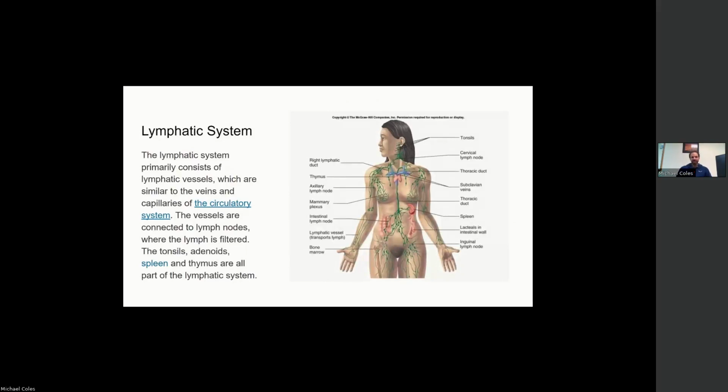Okay, so like I said, it's similar to the veins and capillaries of the circulatory system, and this is just going to filter out from that system into the lymphatic drain system. So it goes into the sewage system, it moves out to the bulk water filtration plant. It gets filtered, and then what happens to it? Then it goes to the next filtration plant.